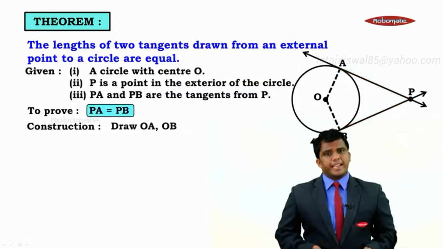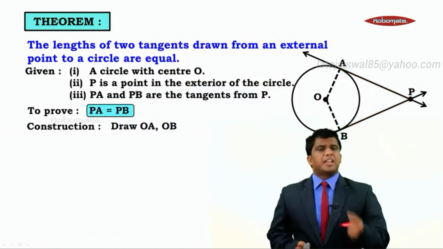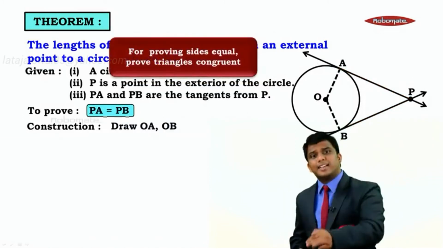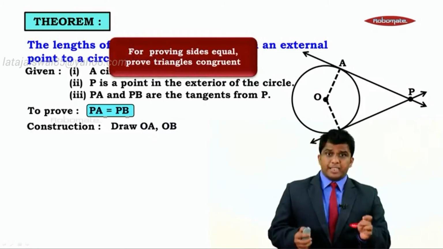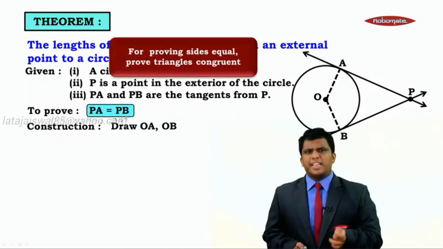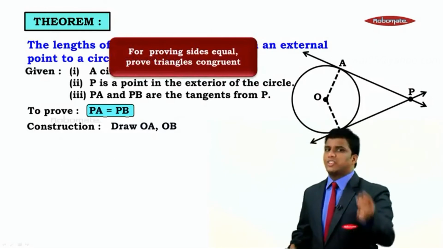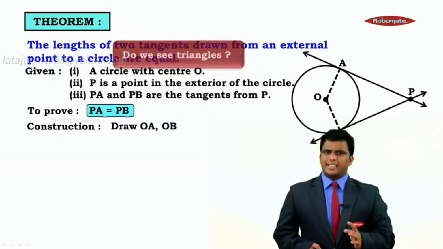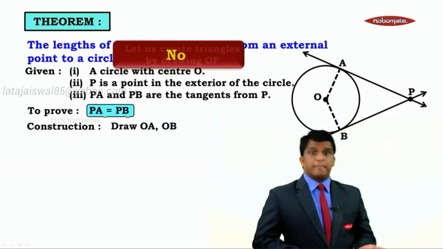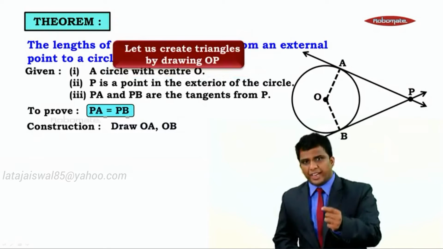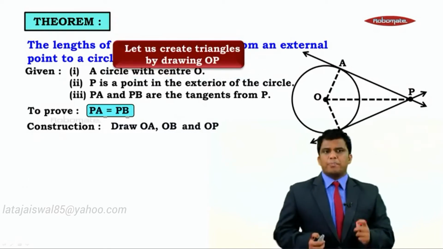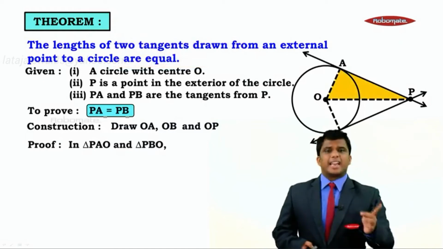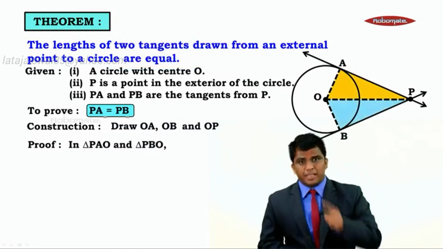Okay, talking about PA and PB, we need to get these two sides equal. The best way of proving two sides equal is by proving the two triangles containing these sides to be congruent. That means in order to prove PA and PB equal, we need to identify two triangles which can be proved congruent. Let's look for them. Do we see any triangles in the figure? The answer is no. But we can always create them by drawing OP. If we draw OP as the third construction, we now see two triangles: triangle PAO and triangle PBO.